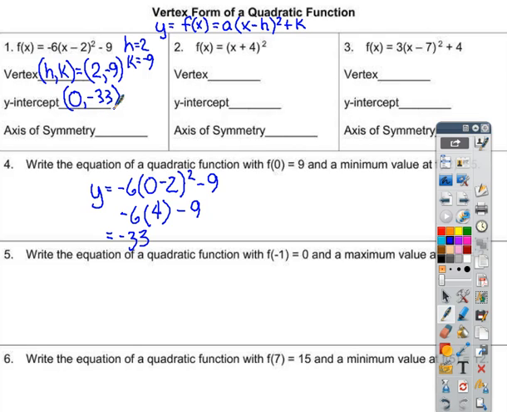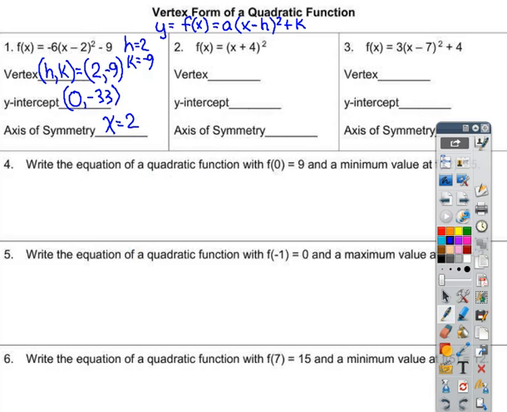Our axis of symmetry is simply whatever our h value is. And h is equal to 2, therefore the axis of symmetry is x is equal to 2.